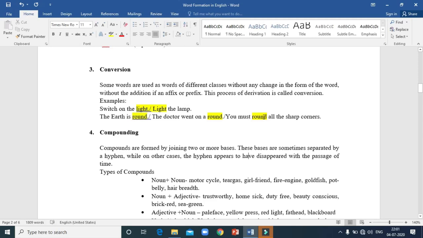So you can see how the word round is used as an adjective, a noun and a verb without making any changes in it, or without adding a prefix or a suffix. Okay, let's move on to the next category, compounding.